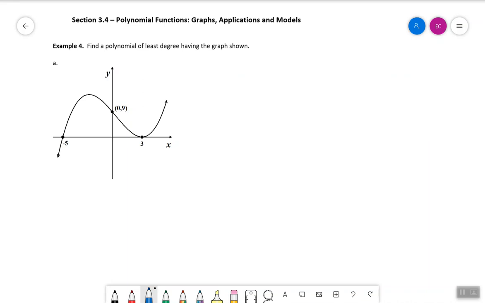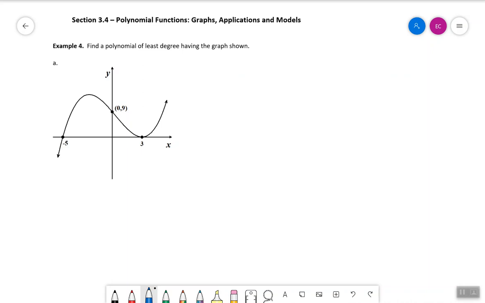Okay, in this video we'll finish section 3.4. We've been working on graphing polynomial functions. What we've been doing is taking a formula for a polynomial and sketching its graph based on x-intercepts, y-intercepts, end behavior, and a sign diagram. What we're doing now is turning the problem around. We're doing the problem in reverse. Now we're given the graph and we're asked to find a formula for the function. And so let's go ahead and get started.